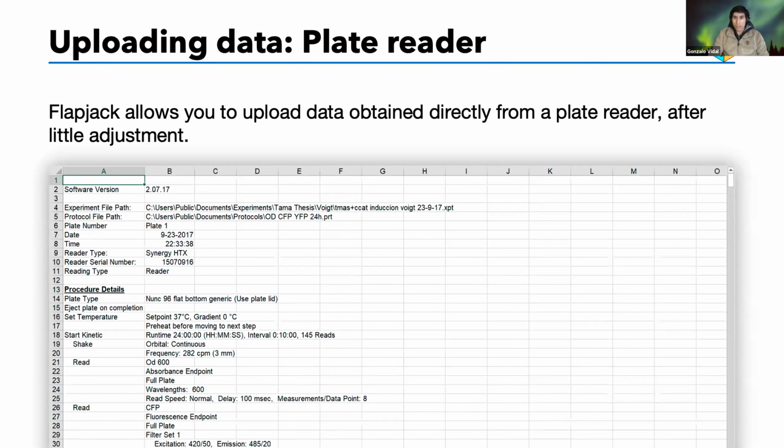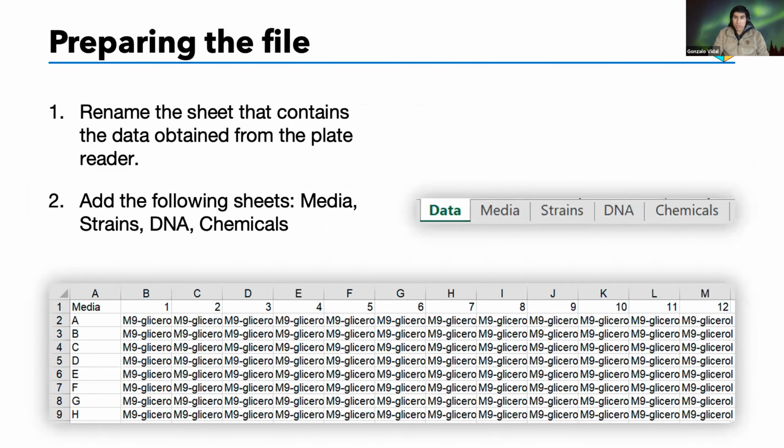Everything starts with a synthetic biologist getting experimental data. We have created a semi-automated pipeline that uses the plate reader output. To create structured data from our raw data, we need to provide some extra information. To do this, we rename the sheet that contains the data in the Excel obtained from the plate reader. We also need to add the following sheets: media, strain, DNA, and chemicals. We will fill these sheets with the content of our 96 well plate.